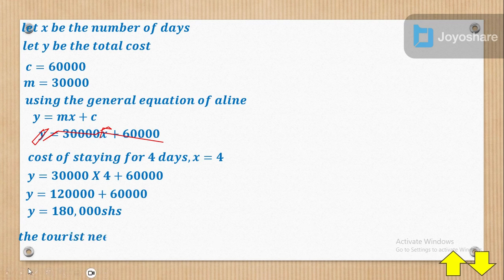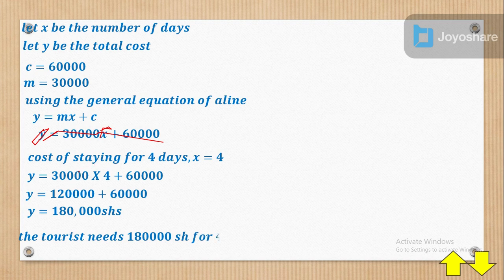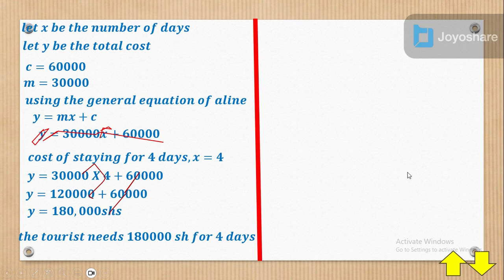If you try to compute, we are substituting here. It is 30,000 times x, so 30,000 times 4. That gave us 120. Then plus 60,000, that gives us 180. You must now conclude and say the tourist needs 180,000 shillings for 4 days. So we have seen that. And I guess you're seeing how important the equations are. Okay.